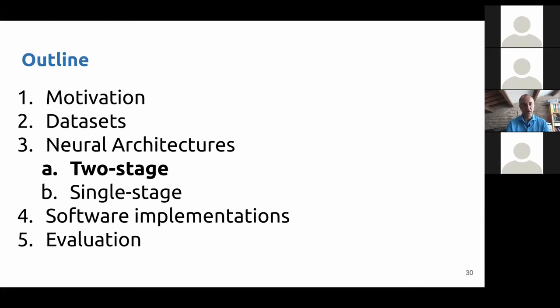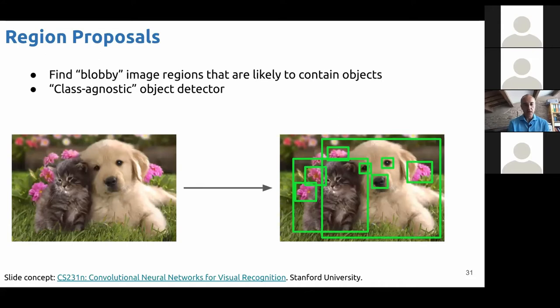First, two-stage solutions. When we talk about object detectors implemented with neural networks that have two stages, that's because there's a first stage in which the model doesn't really detect the objects, but proposes regions that may contain an object. That's what's called region proposals. This is the first stage. And then in the second stage, you really get the object detection.